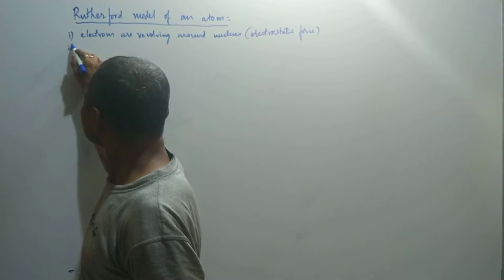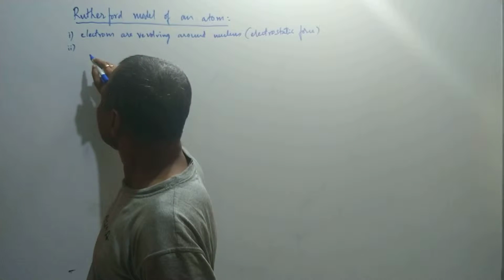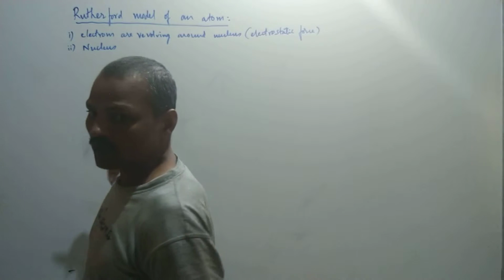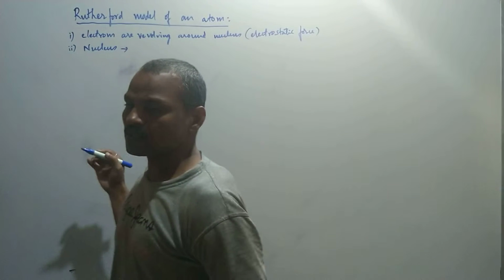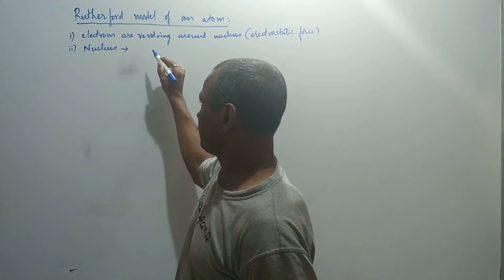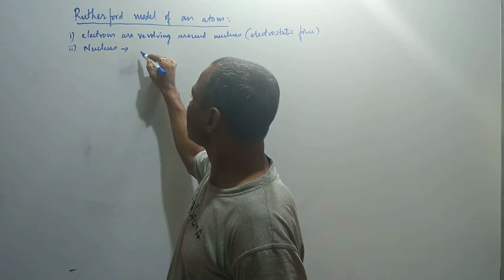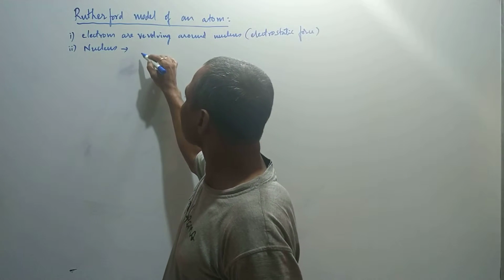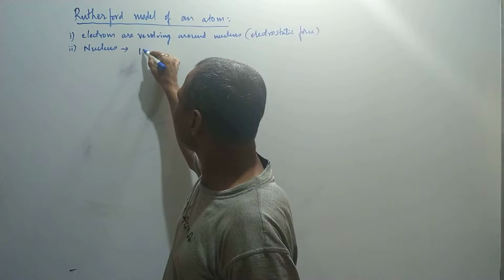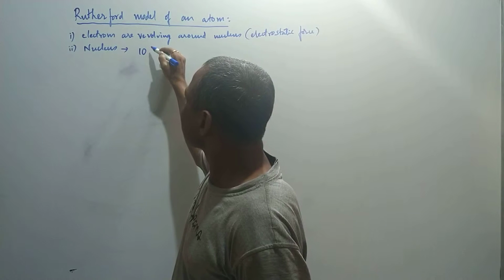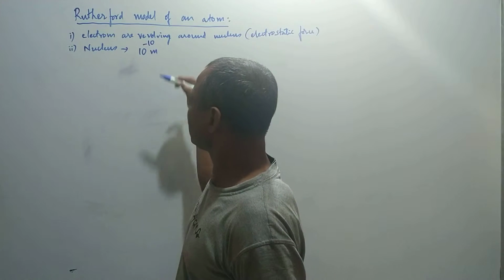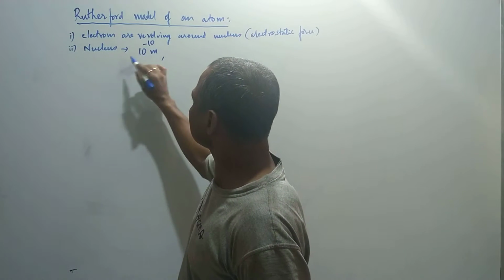Second, he considered the nucleus to be a hard, dense mass present at the center of an atom. That means it occupies a very small part of an atom. The size of an atom was 10 to the power minus 10 meter.